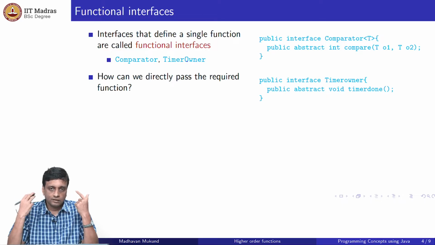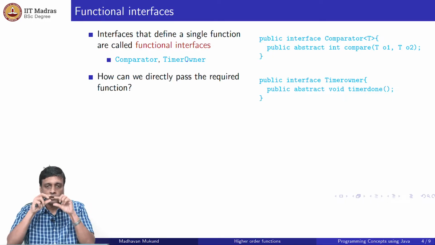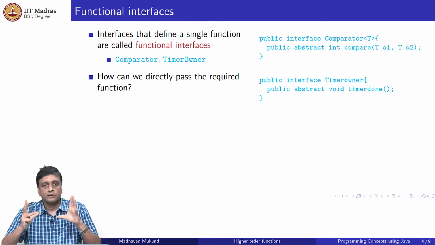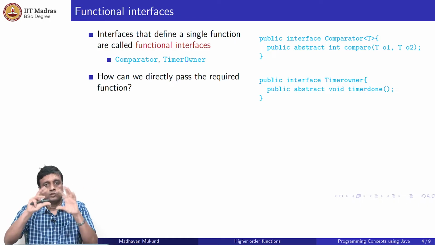if our only goal is to pass an object of this type to implement that one function that this interface requires, then can we get rid of that wrapper? We are really taking one function, putting it inside a box and passing the box, but the box is guaranteed to have only one function. So there is no box.